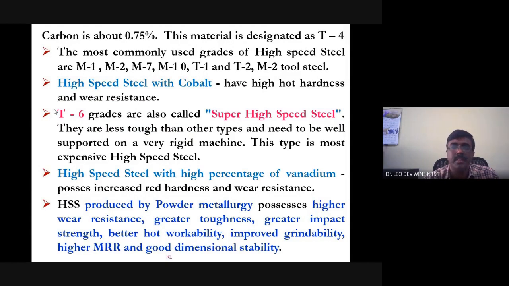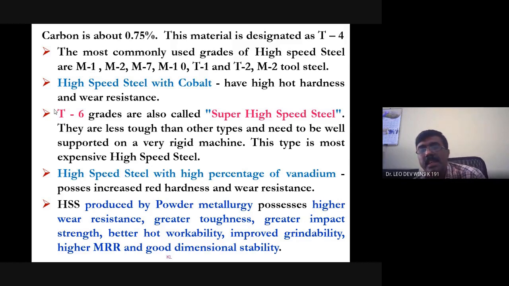There are different grades, T grades and M grades. The commonly used M grades are M1, M2, M7, M10, and T1, T2. These are some of the grades available under the M grade as well as the T grade or T series. Then there is high speed steel with cobalt. Sometimes, as I mentioned, cobalt also will be added to increase the hot hardness. There is a grade T6, which is called super high speed steel.